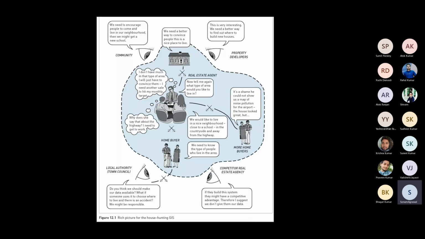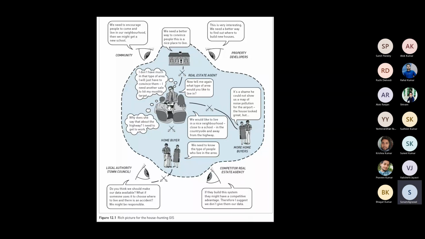So first read this diagram, what it is saying. There are different role players. First of all, there is a real estate agent. What he is telling: now tell me, what type of area would you like to live in? What he is thinking: I don't have much in that type of area. I will just have to convince them, I need another sale to hit my monthly target.